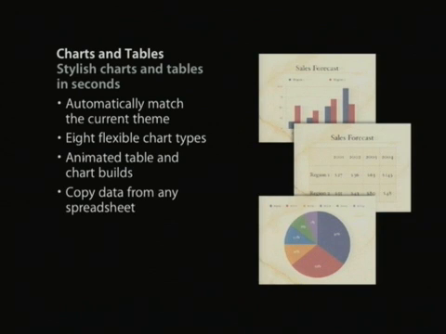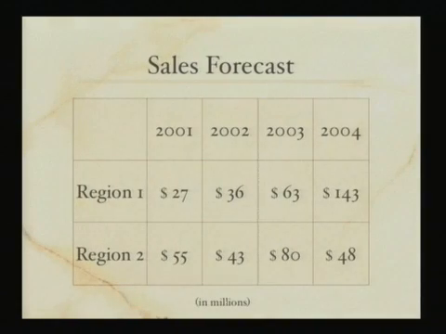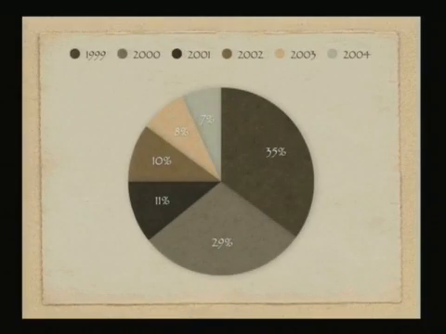And you can also copy data directly from a spreadsheet, but you can also enter data yourself. So if you've got numbers, let's say in Excel, you can copy and paste those numbers directly from Excel right into Keynote, and your chart or table will automatically update. And I'll show you this a little bit in the demo. Here's a standard table that we've got in the Sandstone theme. And here's a common pie chart in Parchment.